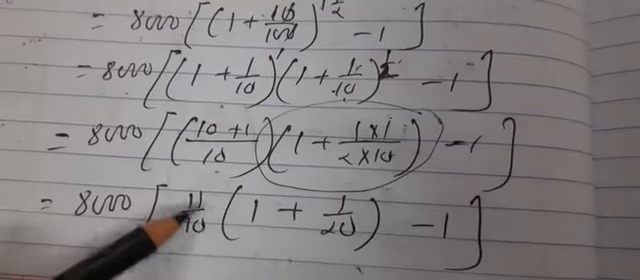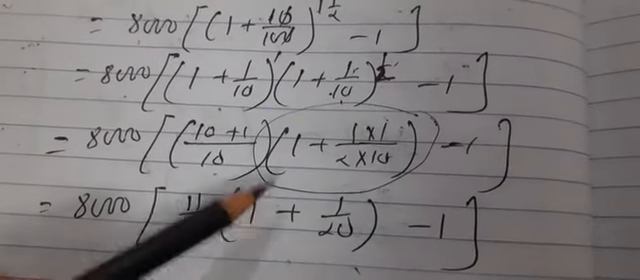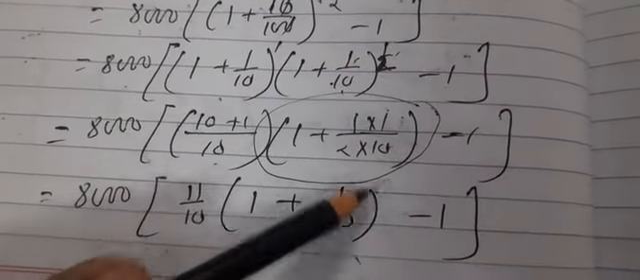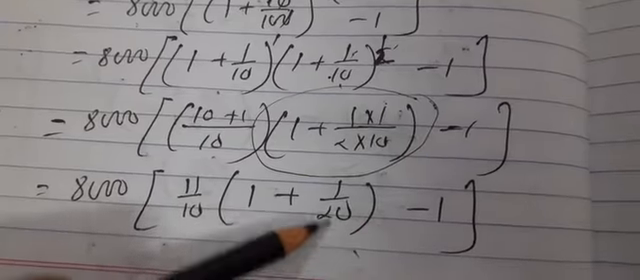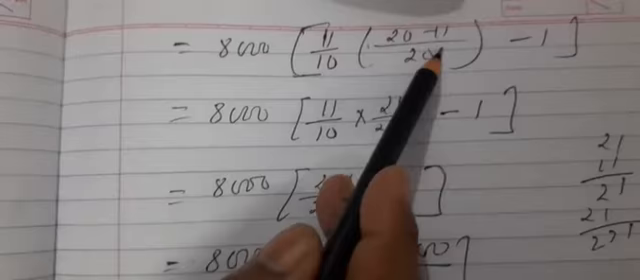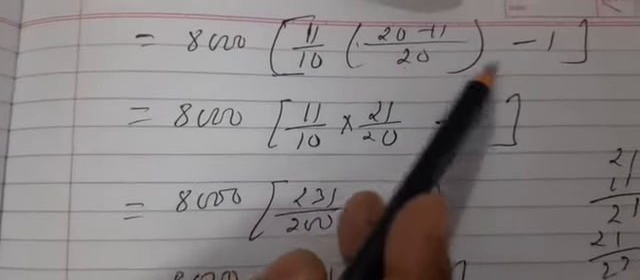This is 10 plus 1 is 11 by 10. Then I have taken it as 1 plus 1 by 20 multiplied, minus 1. Then next step we show here. Here is 8,000, 11 by 20. We have taken 20 as LCM. 20 plus 1, minus 1.